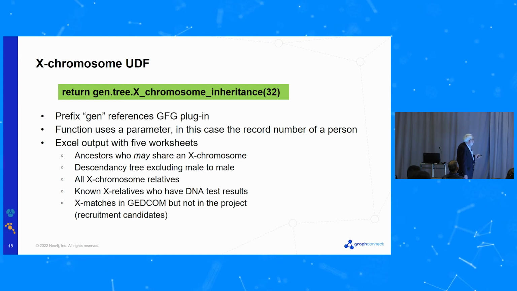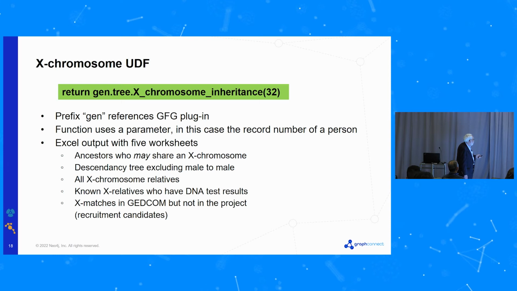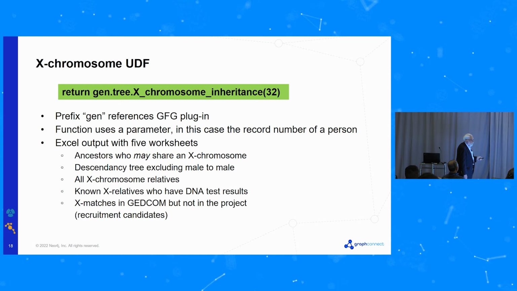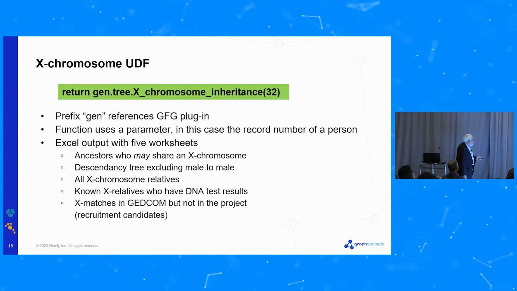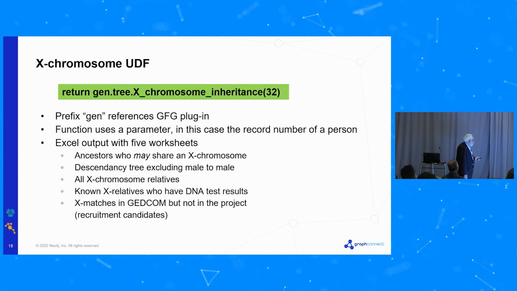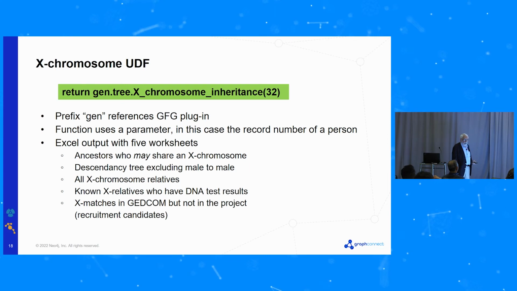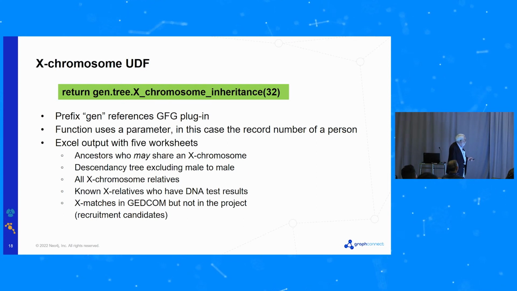First of all, you address our plug-in using the GEN prefix, and then you have the function. In this case, it has a record number as a parameter. This happens to be my great-great-grandmother. So when one executes this, it returns a series of 5 worksheets in Excel format.